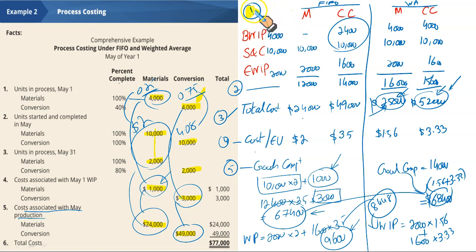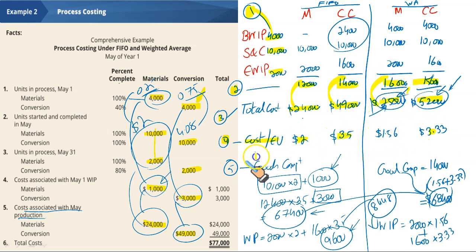This was your first step, physical separation of the units into three populations: beginning work in process, started and completed, and ending work in process. In the second step, we calculated EUPs for material and conversion cost. In the third step, we calculated the total cost for FIFO, only current cost, and weighted average, combined previous period and current cost.